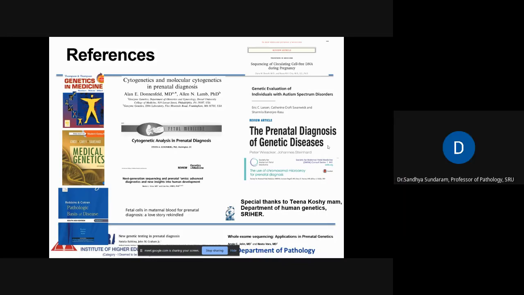What about spectral karyotyping and other related tests? Do they help? They help, ma'am, but I feel sequencing is more specific. So you have to choose a targeted sequence.